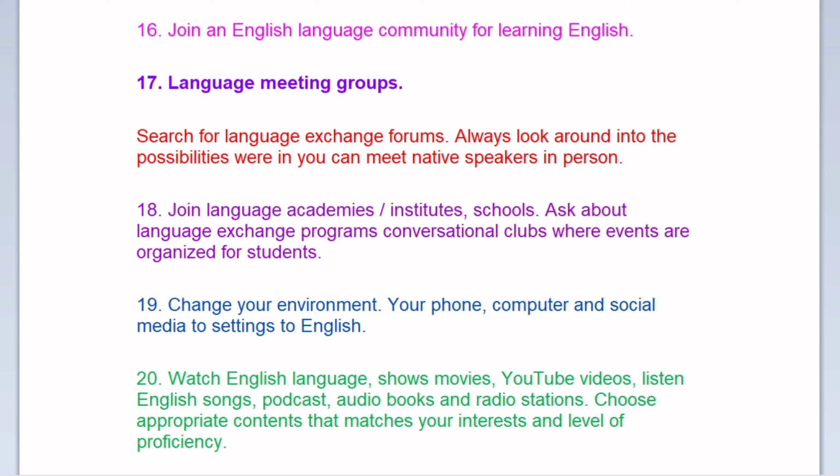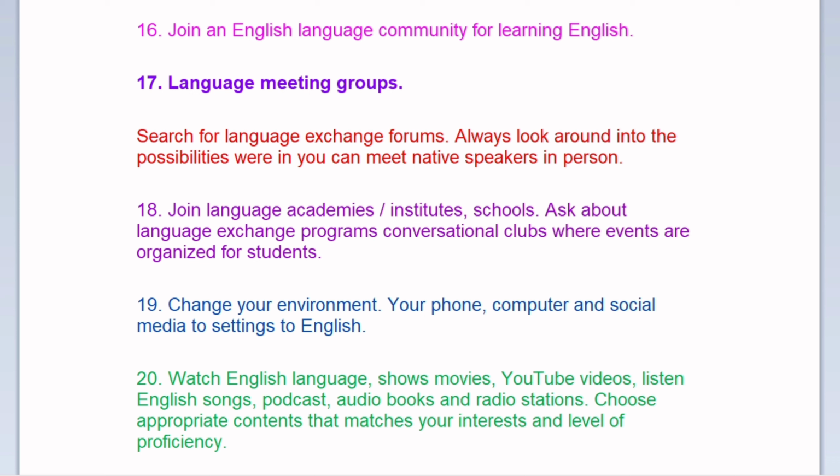Language meeting groups. Search for language exchange forums. Always look around into the possibilities wherein you can meet native speakers in person. Join language academies, institutes, schools. Ask about language exchange programs, conversational clubs where events are organized for students.